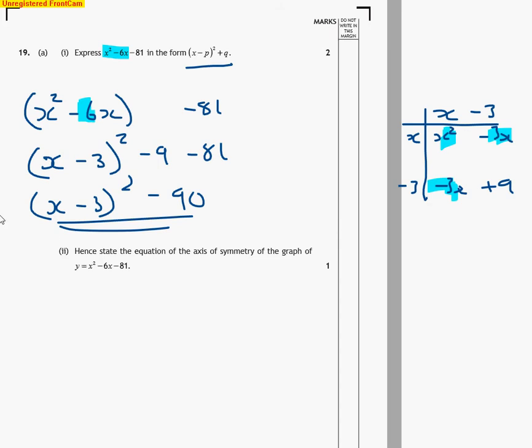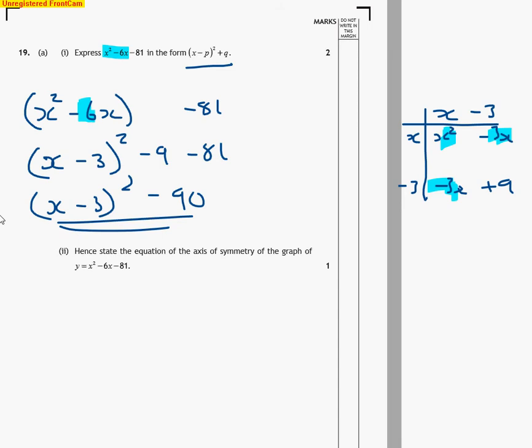I thought you would lose a mark if you wrote P is whatever and Q is whatever, but just be careful. Some people would write P is equal to minus 3, but it's not. P is equal to 3. Okay, so just be careful. Again, Q is equal to minus 90 because that's got a plus in there. Okay, but no, that's okay.